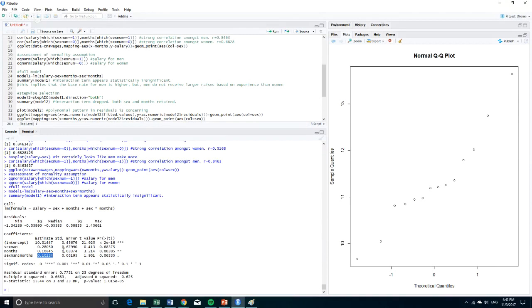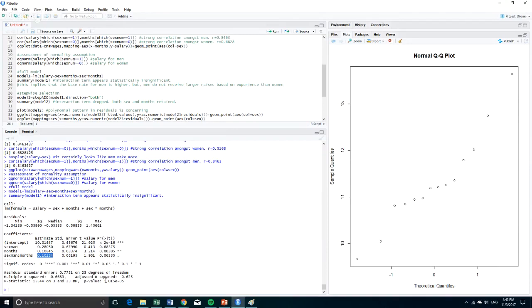So if a woman's base rate from the data is $10 an hour and she's worked 2 months, this model suggests that her salary would be about $10.20, because of an extra 10 cents for each month worked. But the same male would have a base rate of 10 plus 10 cents, plus another 10 cents. So they would be making 10.40. So their raises are twice as high, which is kind of weird.